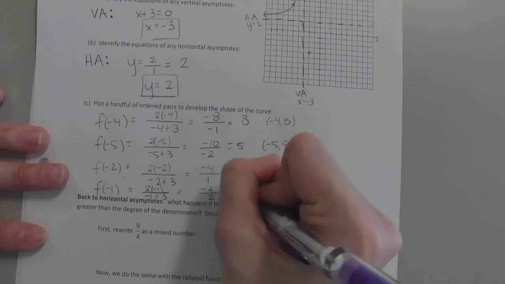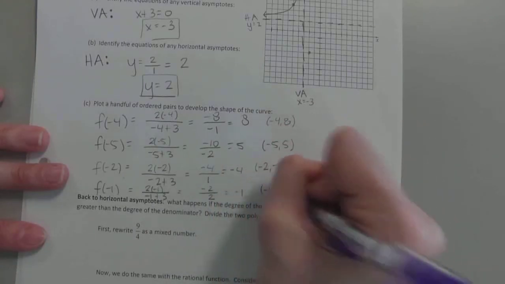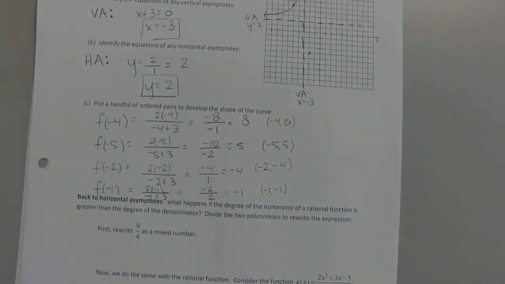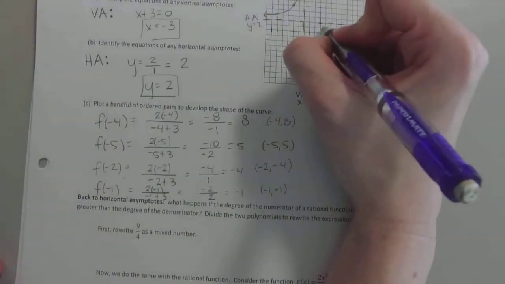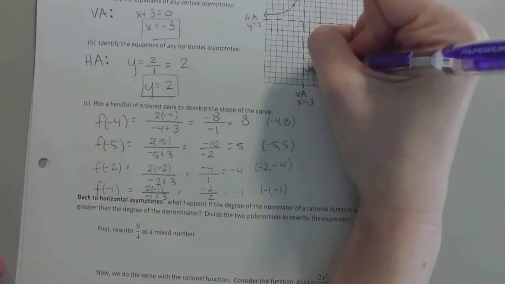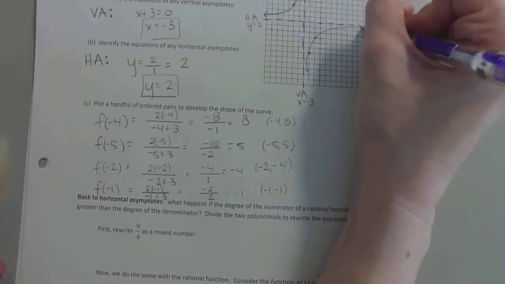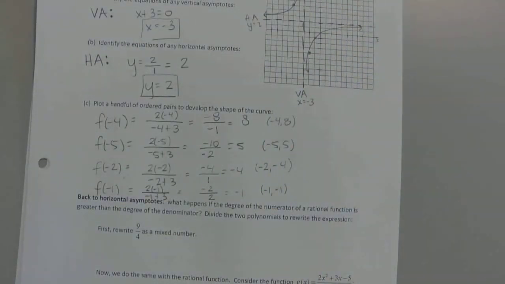So I know it's kind of tight on room. I wrote a little bit big. We're going to do 2 times -1 over -1 plus 3. Well, 2 times -1 is -2 over -1 plus 3, but that's just 2. -2 divided by 2 is -1. So our final point we're going to plot is -1, -1.